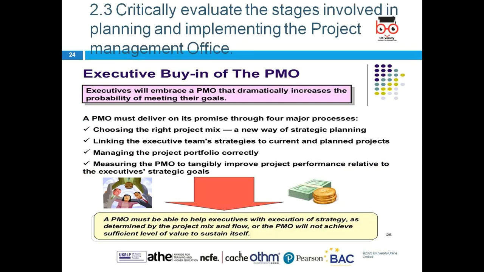Next we have 2.3, critically evaluate the stages. There are different stages of planning and implementation of project management. Executives who buy in and embrace the PMO dramatically increase the probability of meeting their goals. PMO must deliver its promise through four major processes. Choose the right project mix. Yes, strategic planning, linking the executive team strategy to the current and planned projects, managing the project portfolio correctly, and marrying the PMO to tangible improvement.